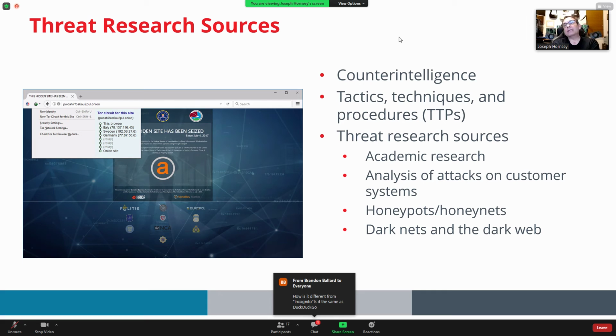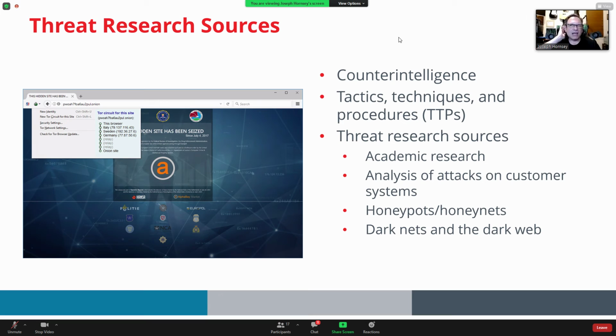How is it different from incognito, and is it the same as DuckDuckGo? Good questions, Brandon. Incognito or private mode or whatever you see in your browser is a setting on your browser. So if I'm in incognito or private or whatever it is, that tells my browser not to track my history, not to download cookies or content, to not cache it, that kind of thing. So it's your browser, but it's only your browser.